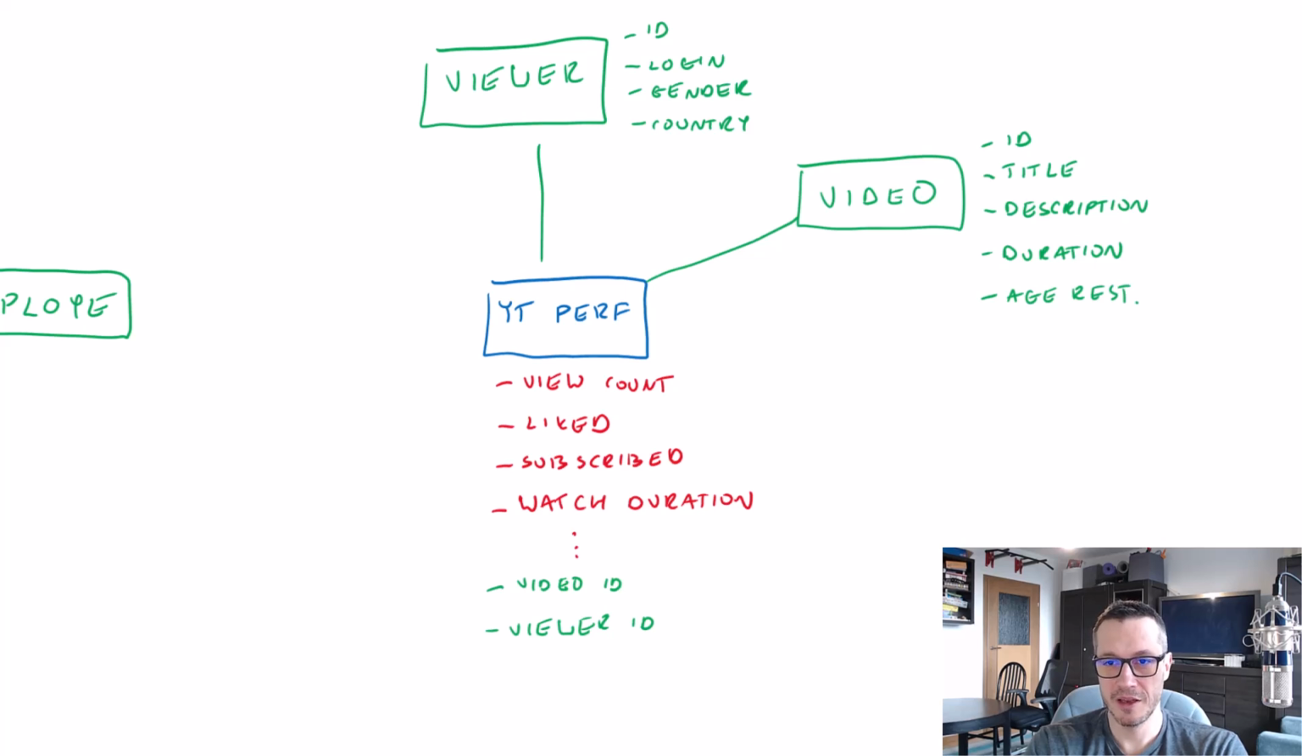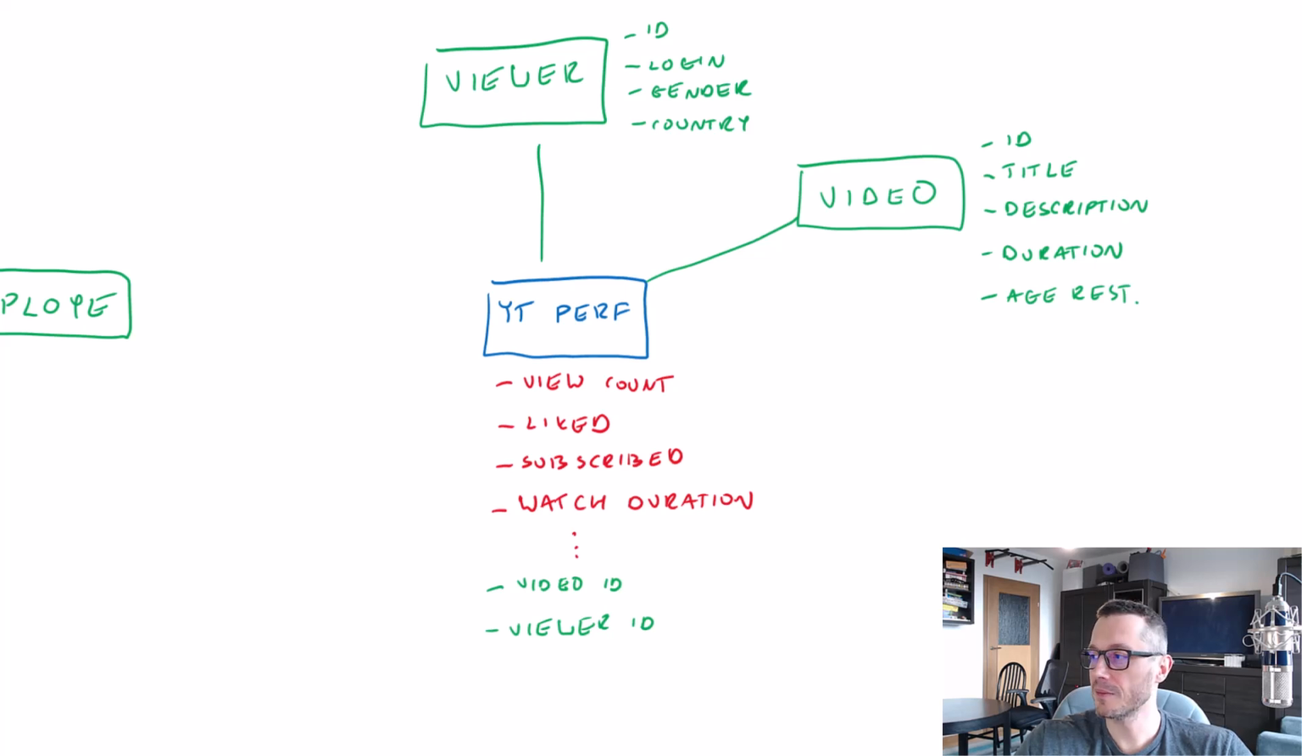For example, is my YouTube channel popular more among men or women? Or maybe what country gets the most views, right? And maybe based on this information, I would change something in my channel.